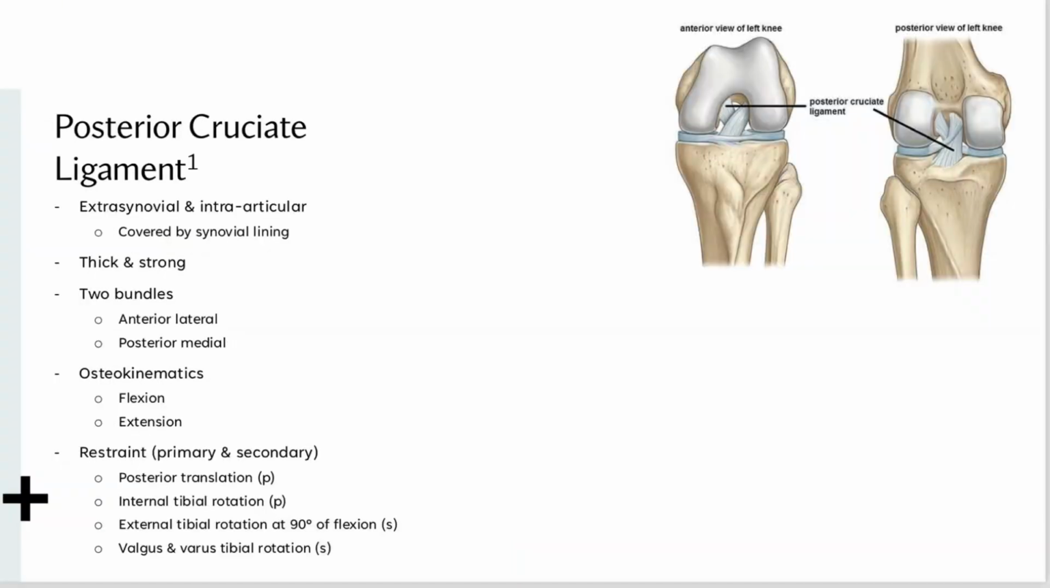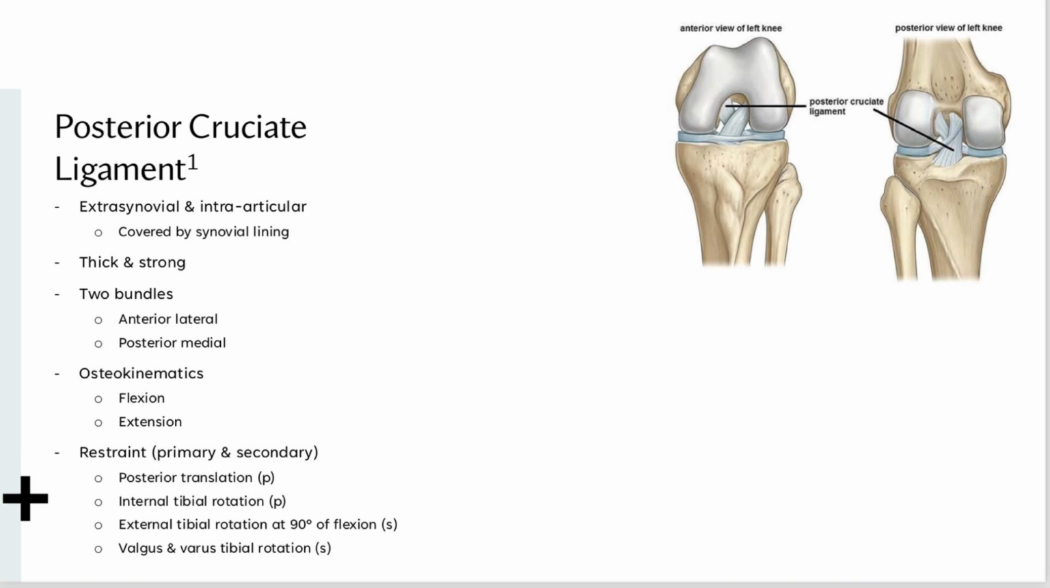So the posterior cruciate ligament, what is it? It's a ligament that attaches posteriorly to the horns of the lateral and medial menisci on the posterior part of the intercondylar fossa of the tibia. It extends obliquely, medially, anteriorly, and superiorly to attach to the lateral surface of the femoral condyle. Because this ligament is covered by synovial lining, it is considered to be extrasynovial and intra-articular.